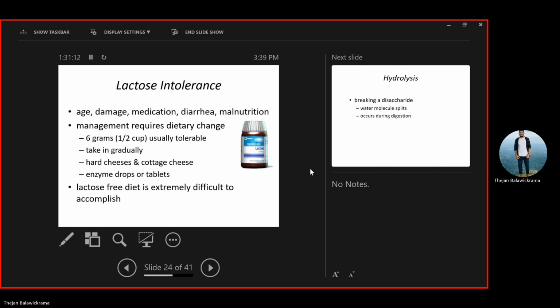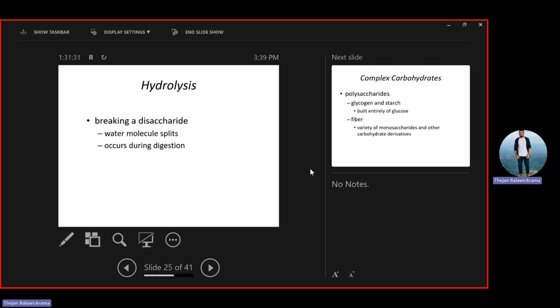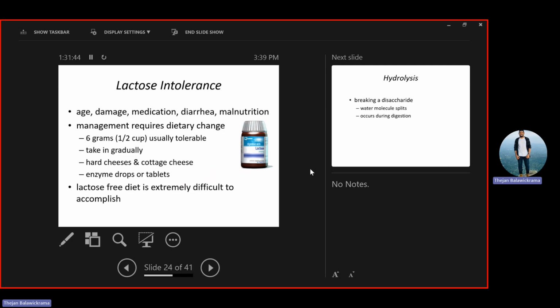Clear, right? Now we talked about all the three disaccharides. Now let's see in the digestion, how do we break those disaccharides, which we call hydrolysis. Remember, hydrolysis means breaking a bond by splitting a water molecule. What bond am I talking about breaking?